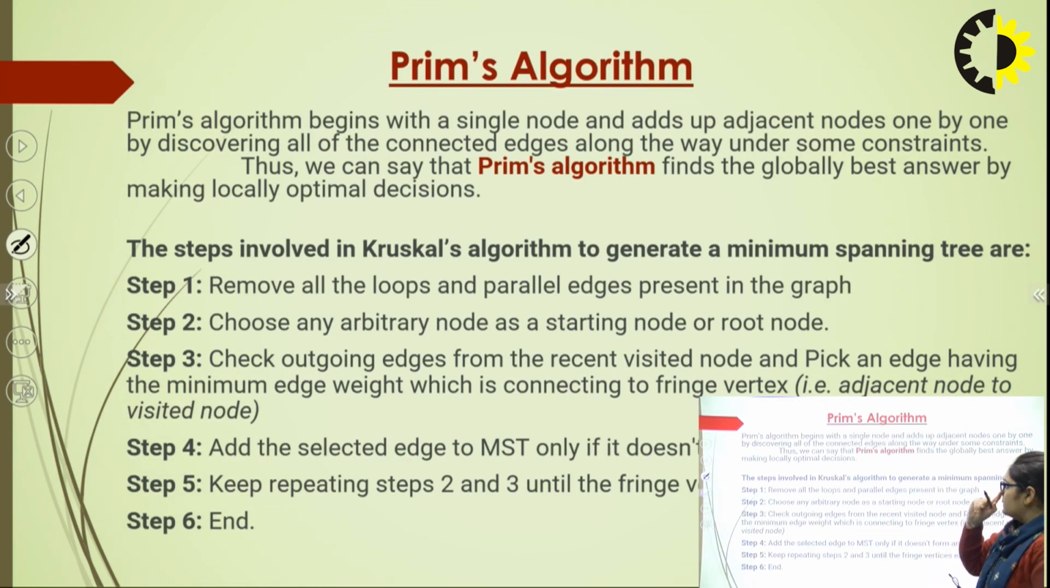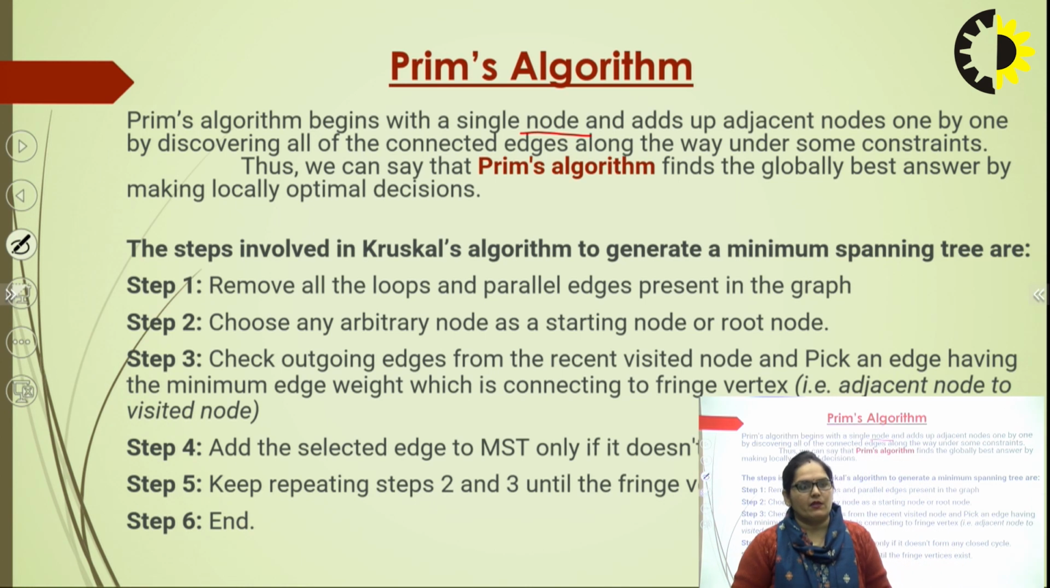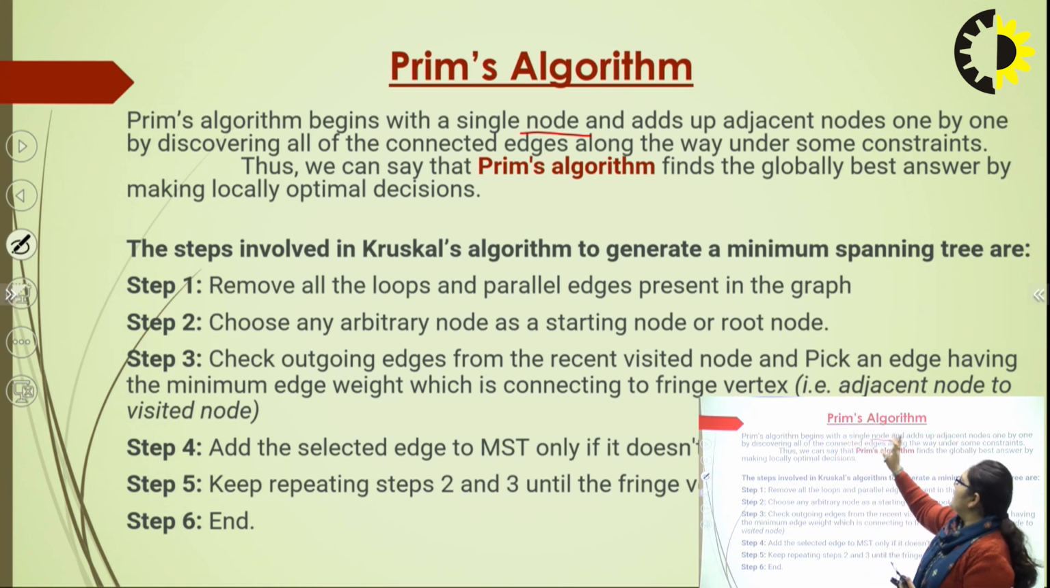Another is Prim's algorithm. Basically, Prim's algorithm begins with a single node or any random node for creating a spanning tree. But in case of Kruskal's algorithm, we started with the minimum cost edge. In Prim's algorithm, we build up the minimum spanning tree with a single node or any arbitrary node. And then it adds up the adjacent nodes one by one, discovering all of the connected edges along the way under some constraints. Thus, we can also say that Prim's algorithm finds the global best answer by making locally optimal decisions, as it is also a greedy algorithm.